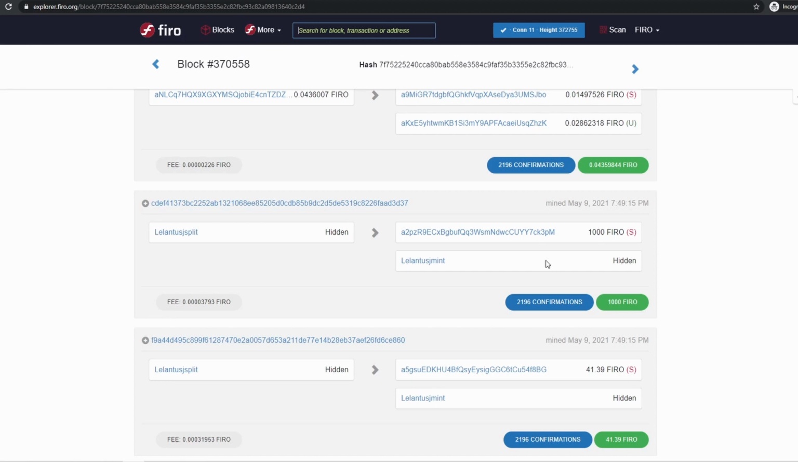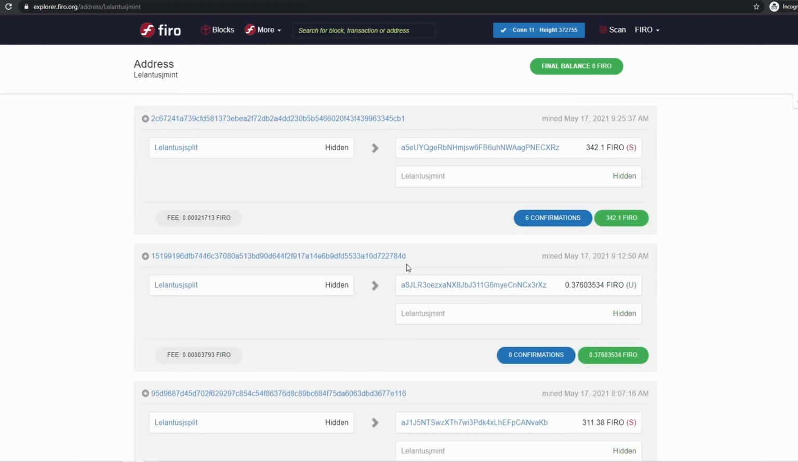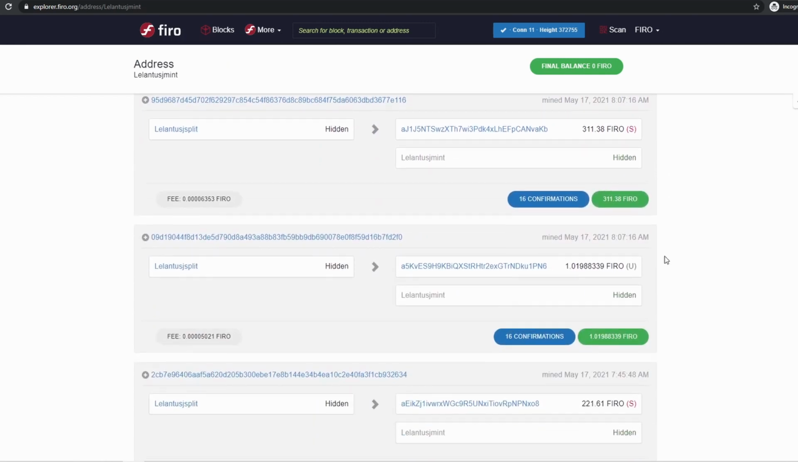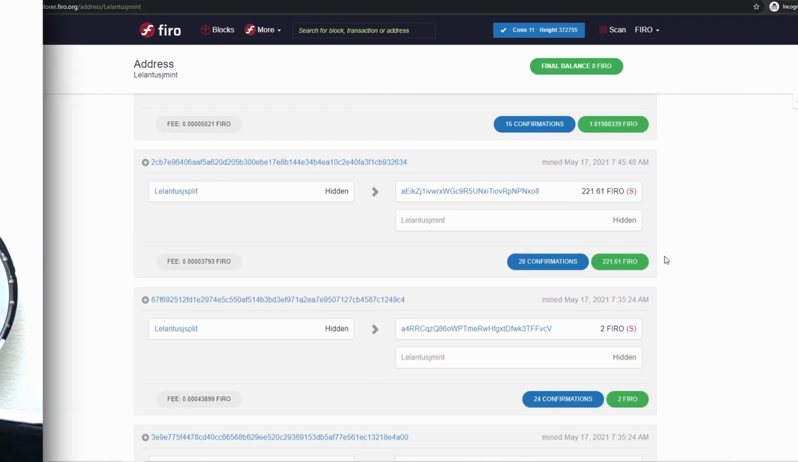Again, for a Lelantusmint, you will know the amount of Firo input and output, but for a Lelantusjmint, you won't. What's more, if we click on either the Lelantusjsplit or Lelantusjmint, all we will see is a lot of private transactions. I assume they're different people, but I have no way of knowing.